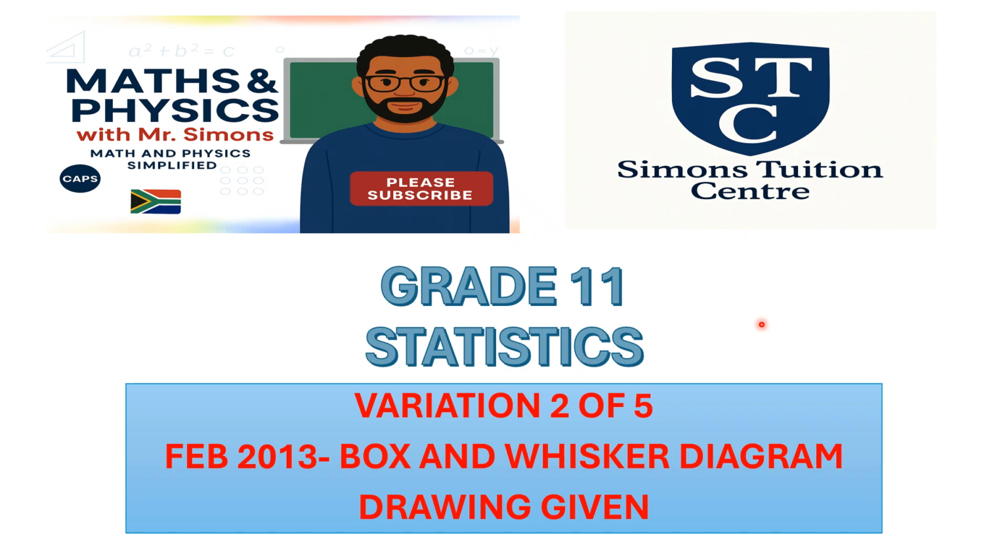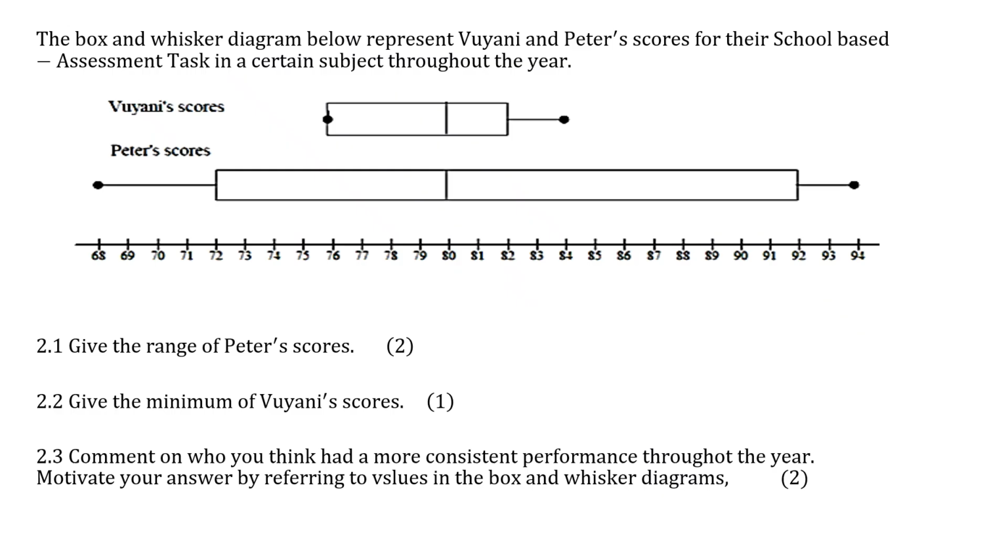Today's grade 11 statistics lesson deals again with the second variation out of the 5 variations we test. And again it's a box and whisker diagram given and we test whether you can interpret and answer questions from a drawing. Right? So the box and whisker diagram represents Vuyani and Peter's scores for their school-based assessment, SBAs as we call them, in a certain subject through the year.